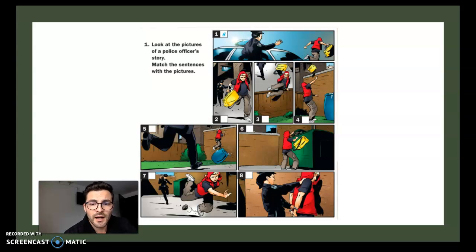So these are the pictures. Can you please write the story? What's the story about? What was he doing? What happened in this story? Remember to use past continuous. Okay, and then we share ideas to the class.